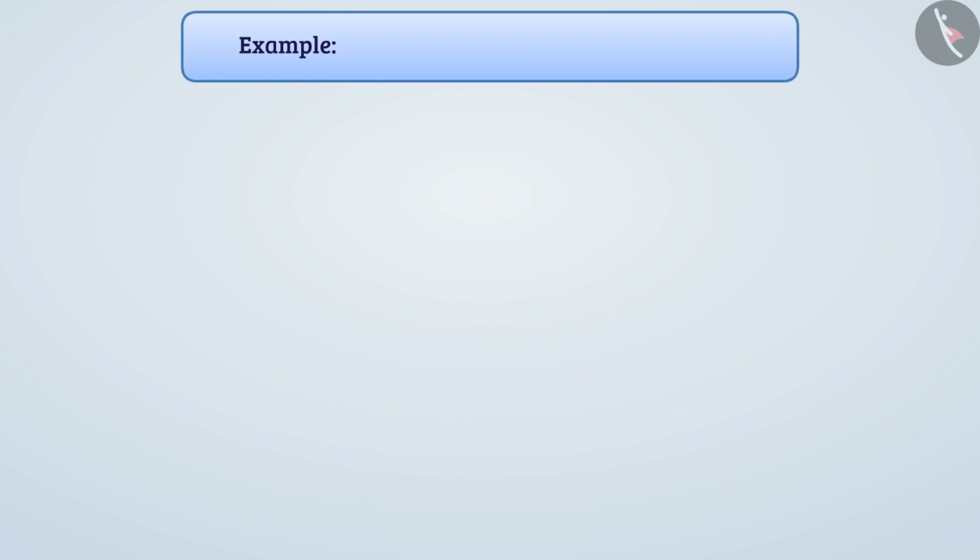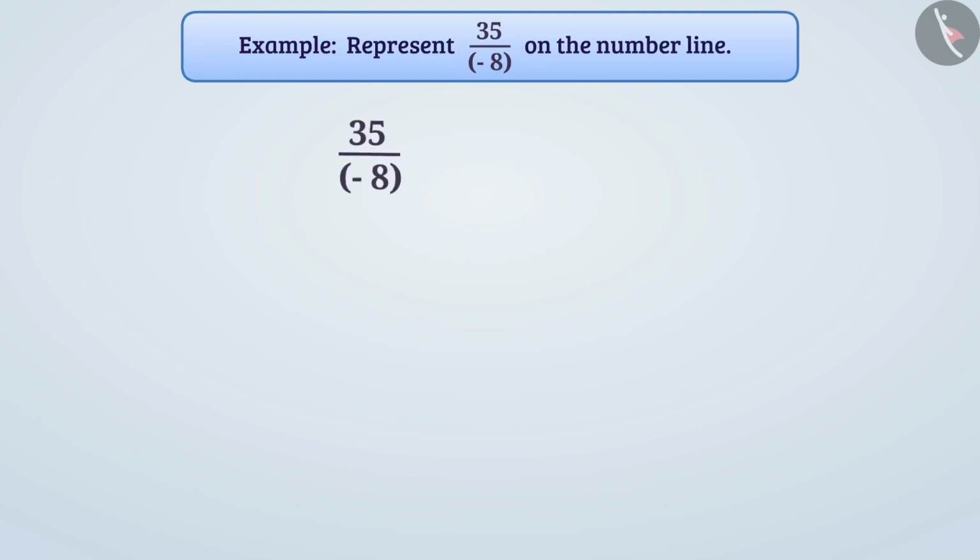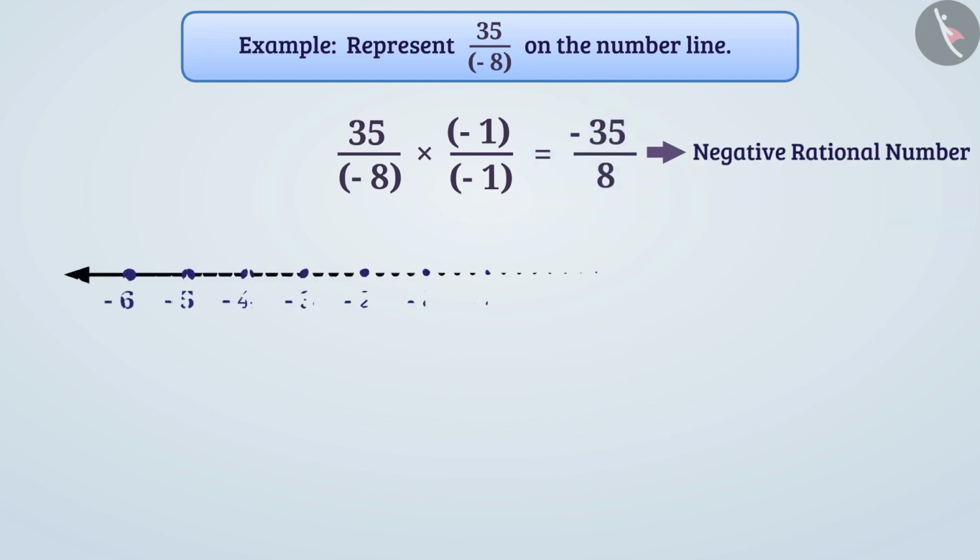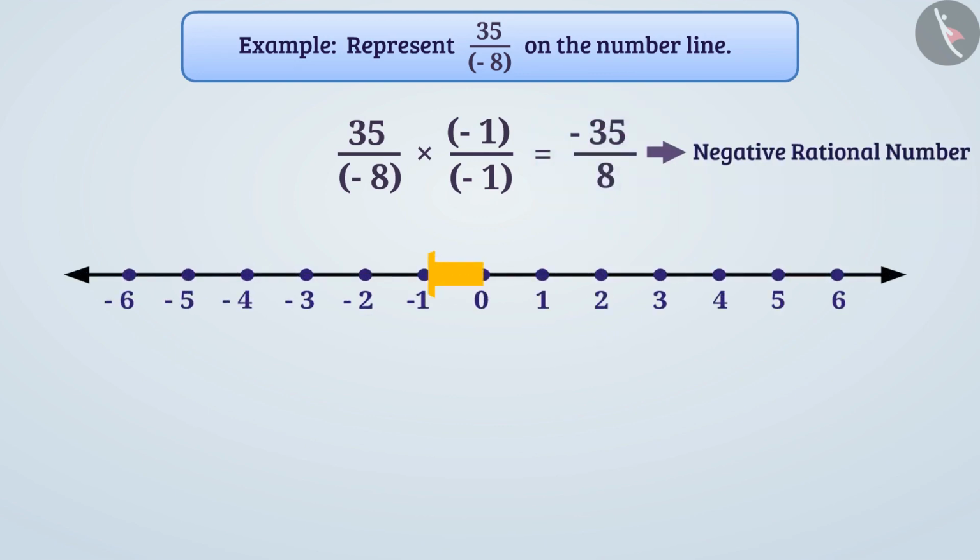Next example, represent -35 by -8 on the number line. If the denominator of a rational number is negative, first we make it positive. For this, we multiply both the numerator and denominator by -1 so that there is no change in the value of the number. This will give us the rational number -35 by 8.